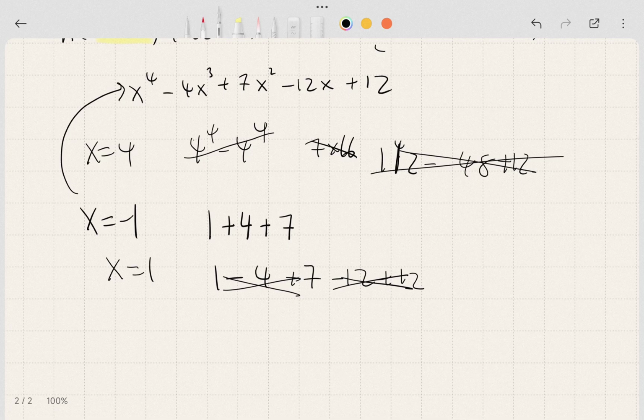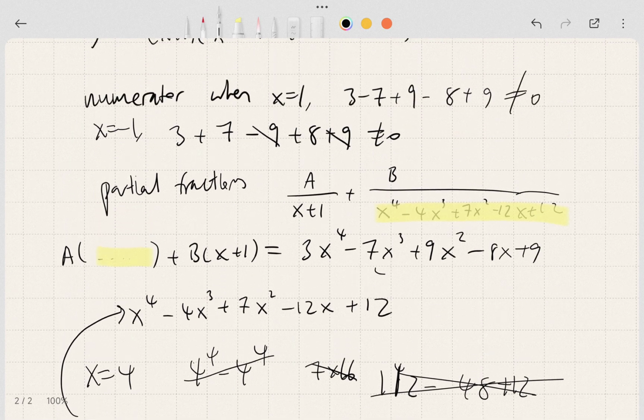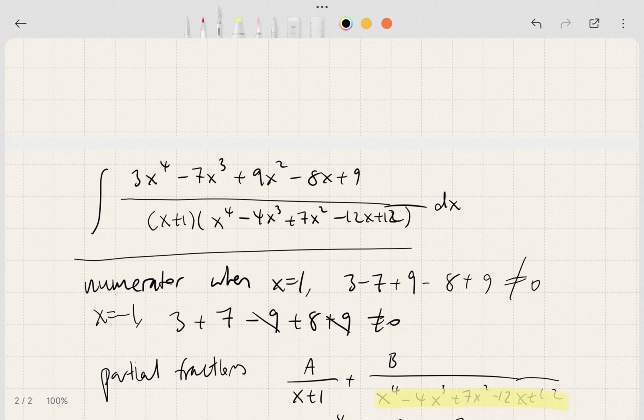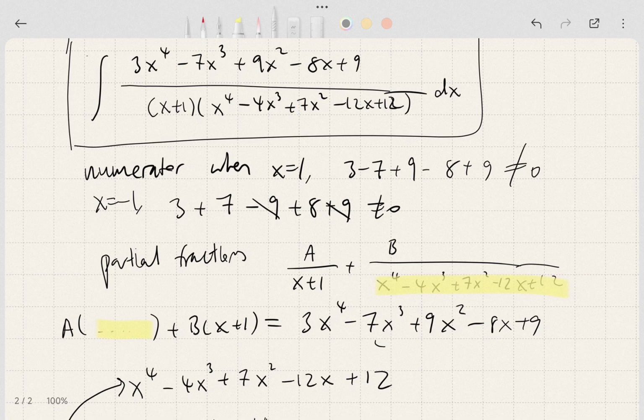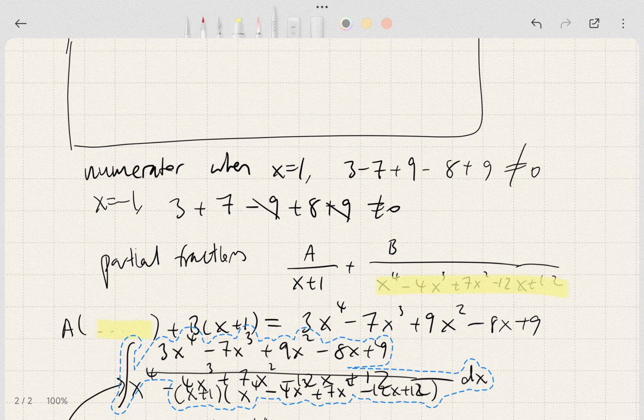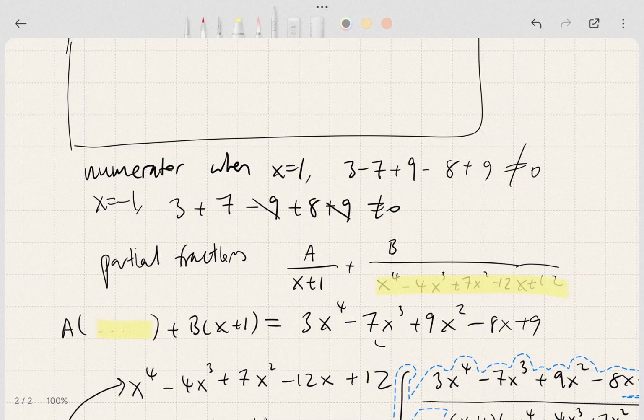Another hint is partial fractions with unfactorizable factors. Essentially we've broken this down to this form. That's what we have here. Let's bring this equation down somewhere.